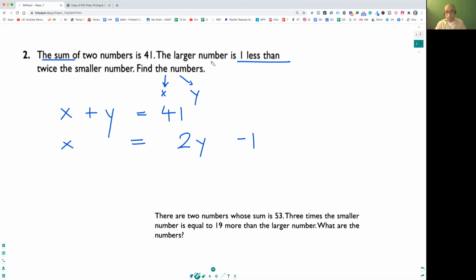Okay, right? It's not less than the smaller number, it's less than twice the smaller number. So x is equal to 1 less than twice the smaller number, right? Now you can just substitute this inside here. So you're going to substitute x right inside here. That's a system of linear equations. We did that just last time, okay?